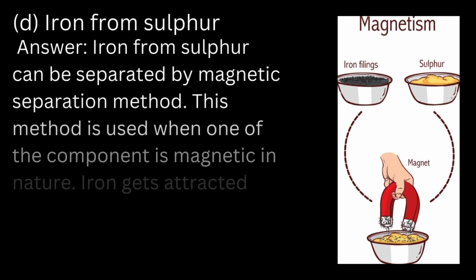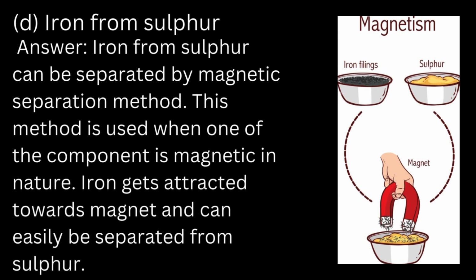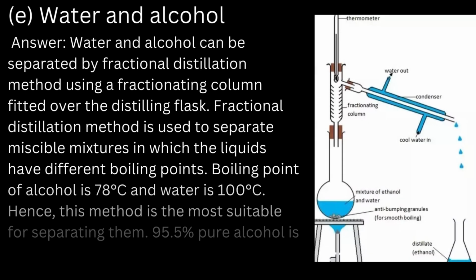Answer. Iron from sulfur can be separated by the magnetic separation method. This method is used when one of the components is magnetic in nature. Iron gets attracted towards the magnet and can easily be separated from sulfur.